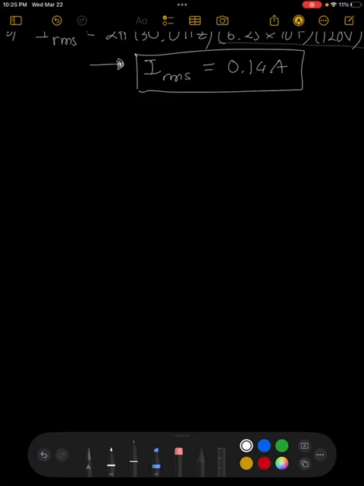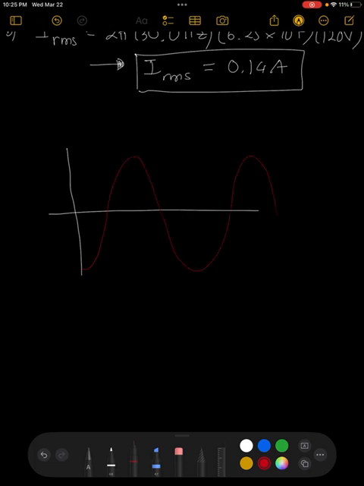Let's assume we have this graph right here. So in an AC capacitor circuit, we have this concept. We have our voltage graph, as shown, right? That's kind of too big. Let me just adjust it. Okay, let's assume it's right there.